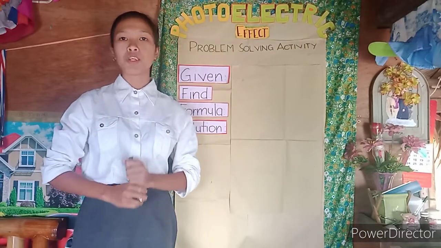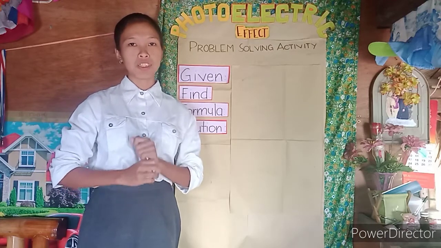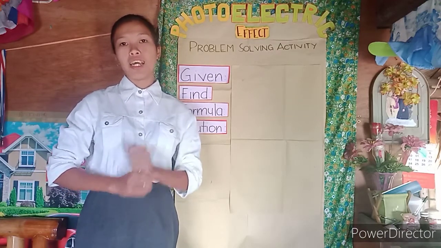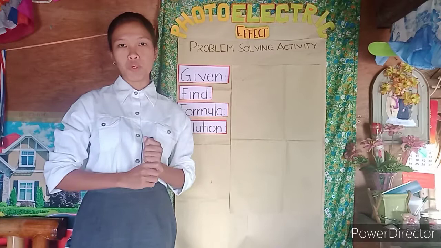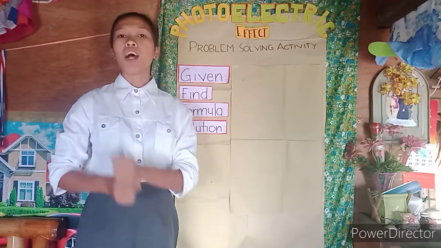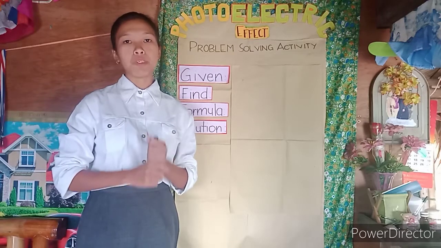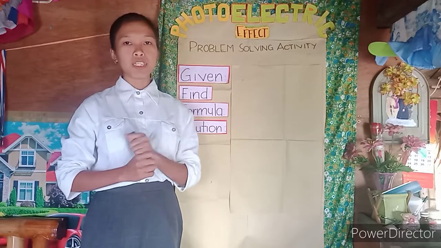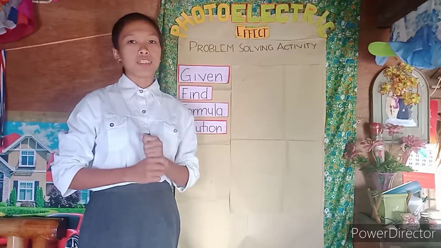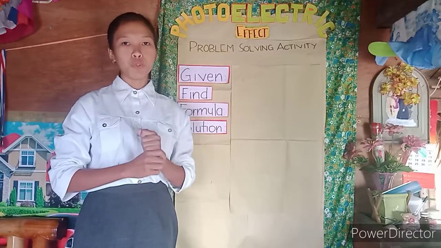to have a problem-solving activity about photoelectric effects. But before that, let us first have a short review about photoelectric effect. Photoelectric effect occurs when a certain metal ejects or emits electrons after being exposed to light. These ejected electrons are also known as photoelectrons.